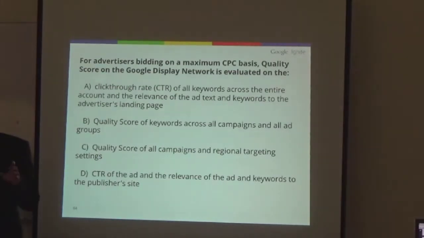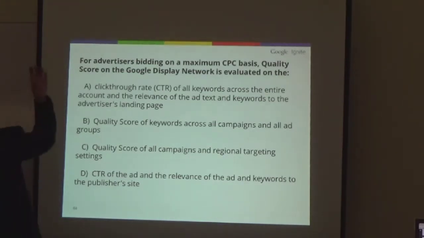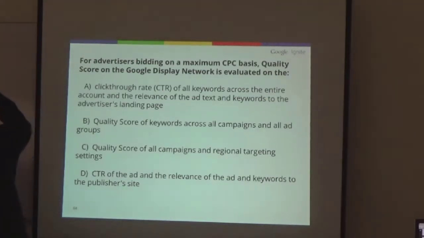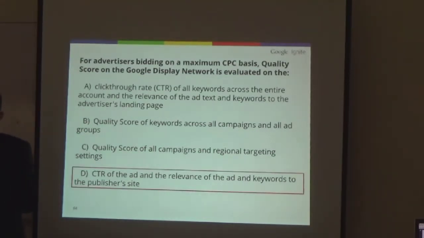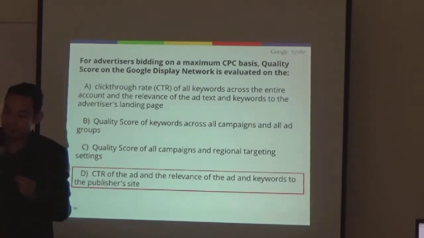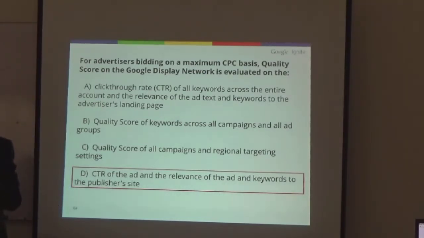CTR, meaning the click-through rate of the ad relative to the keywords and the site that they target to show the ads. Which one? Mark this down. The key idea I want to emphasize here is that for advertisers bidding a maximum CPC, quality score on GDN is evaluated by the whole process from the CTR of an ad and the relevance of the ad and the keywords to the site that they are targeting.